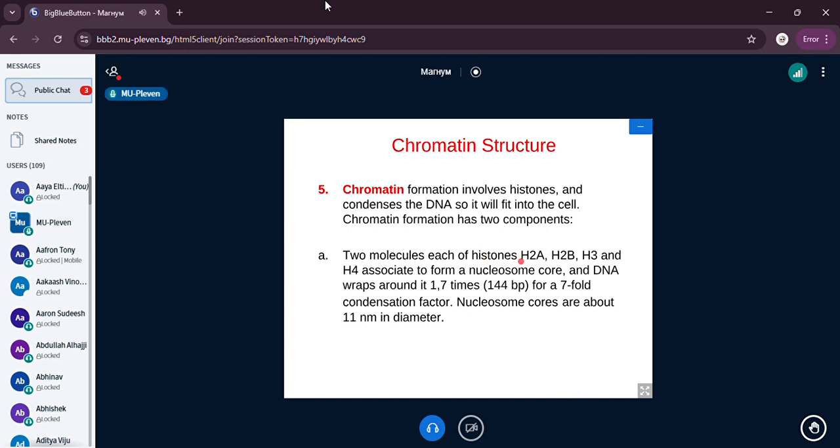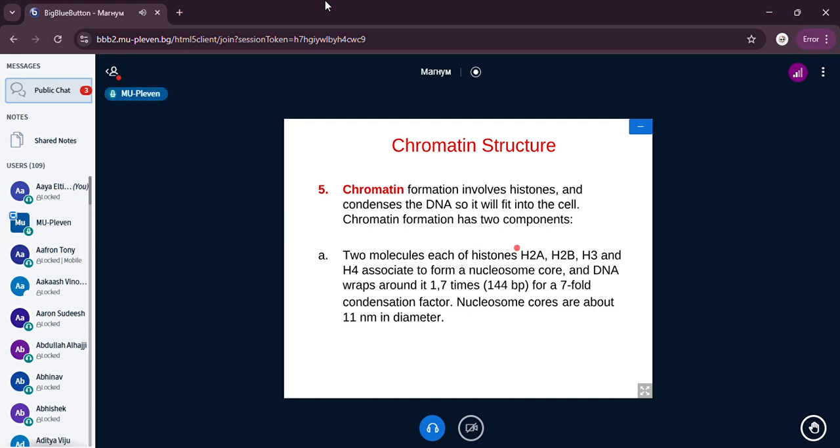Two molecules of each of the histones, which are 5 different molecules, so 2 of each except H1, are associated to form a nucleosome core, or octamer. Octa, Latin for 8, because 4 histones with 2 copies each, so the globular structure consists of 8 subunits. That's why it's an octamer. DNA wraps around this nucleosome 1.7 times, 144 base pairs, and this wrapping decreases its size 7-fold. The diameter of nucleosome cores is 11 nanometers.